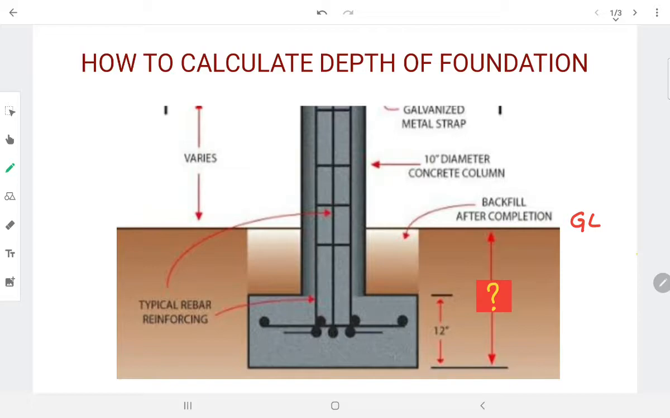Today we are going to discuss how to calculate the depth of foundation.